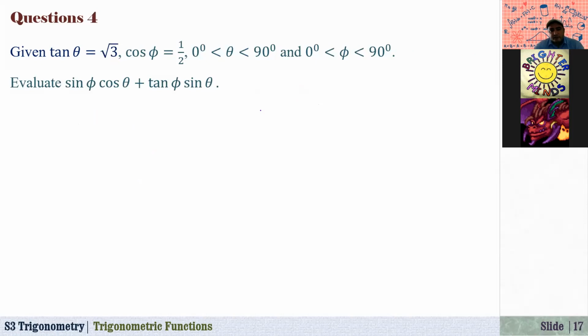Next question, given that tangent of theta is equal to square root of 3 and cosine of phi is equal to 1/2. Theta is between 0 and 90, phi is between 0 and 90, but we don't know how they are related to each other. So we have to find sine of phi, cosine of theta, plus tangent of phi, sine of theta. That means that as a reference triangle, we have to draw 2 right angle triangles. So that is our first one. And that's our second one.